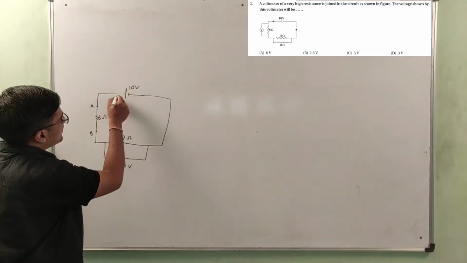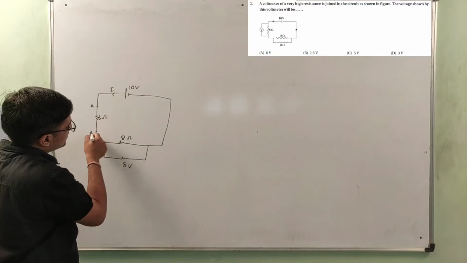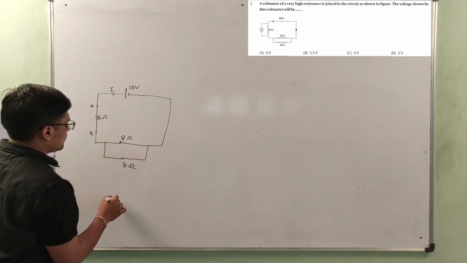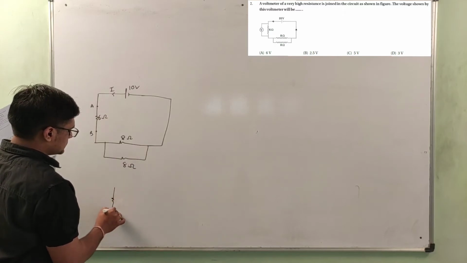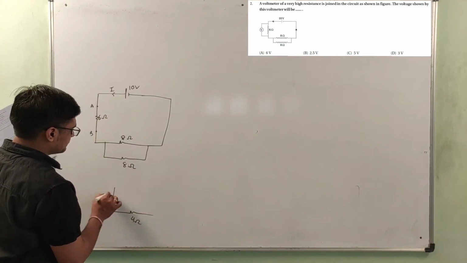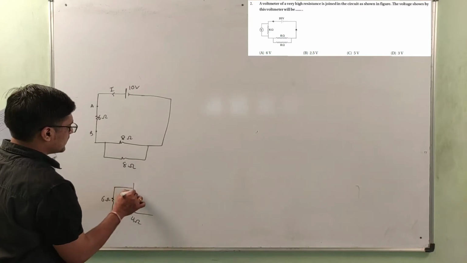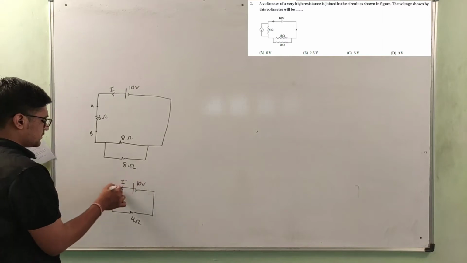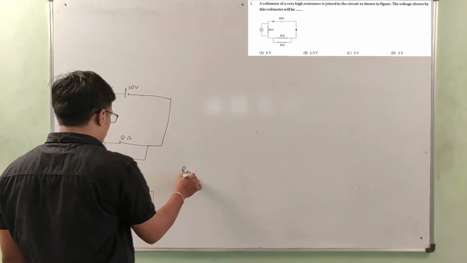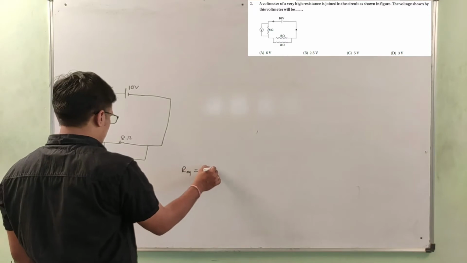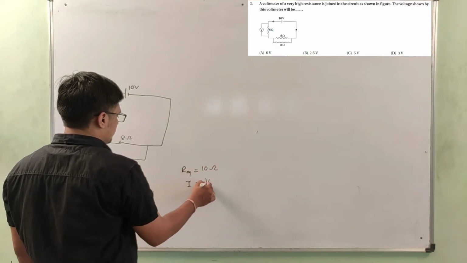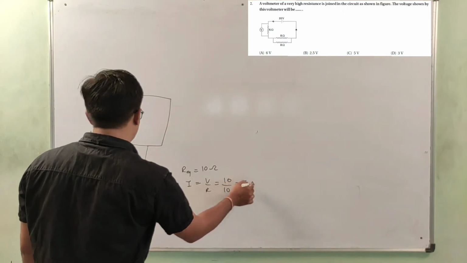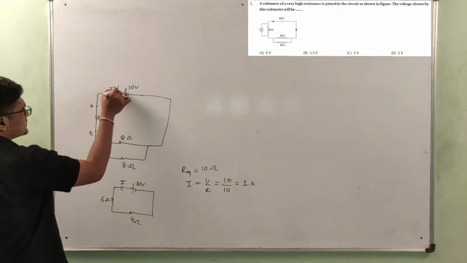So consider the current I is flowing through this point and that comes here. These 8 ohms are in parallel, so that becomes 4 ohm. Equivalent of 8 and 8 in parallel becomes 4 ohm. So current I is flowing through these two resistors. Equivalent R of 6 and 4 in series is 10 ohm. So current I is equal to V by R. So voltage is 10 volt and resistance is 10 ohm. So 1 ampere current is flowing through this circuit.